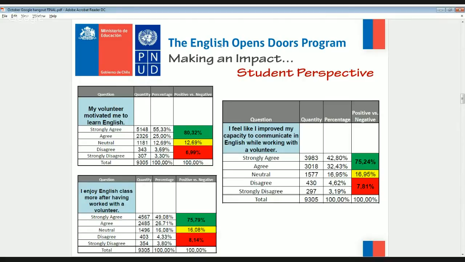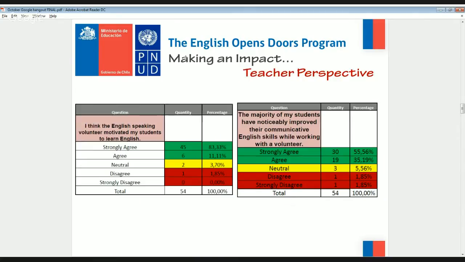And again, there's some really great numbers there that we're proud of and are helping us direct what we want to do and how we want to improve for the 2016 school year. So now let's look at these from the teacher's perspective. We asked teachers various questions. For example, did they think the English-speaking volunteer motivated their students to learn English?